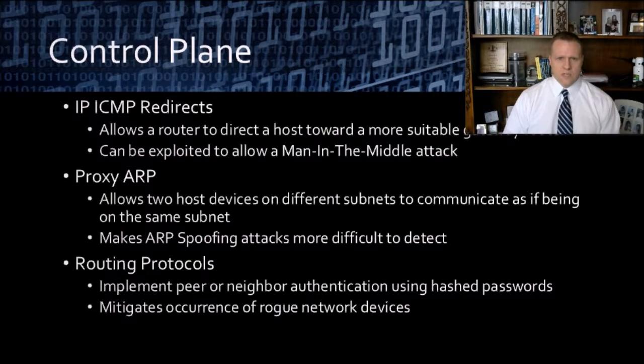The control plane section begins with IP ICMP redirects. These allow a router to direct a host to a more suitable gateway router. Since they can be exploited to allow a man-in-the-middle attack, which we will demonstrate in one of the upcoming examples, this feature should typically be disabled on network devices.